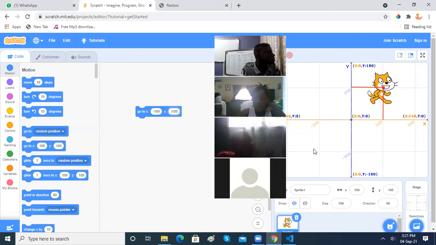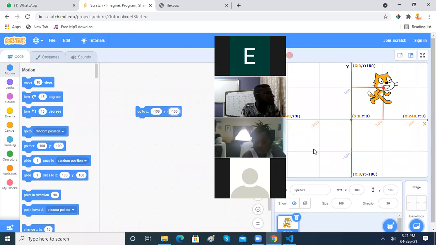Negative 100 on the X. Where is negative 100 on X? And where is negative 100 on Y? This. So where would they meet when you draw the line? Where you draw the line, where would they meet?